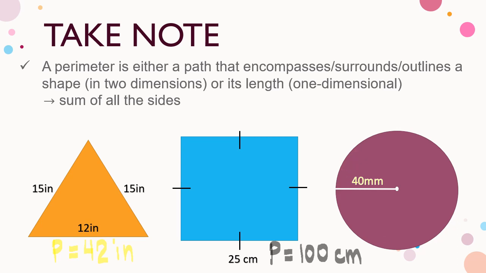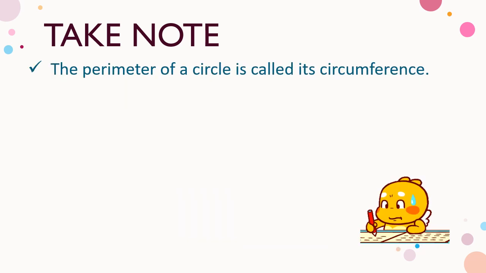So what would be the proper term we are supposed to use referring to a perimeter as well? Okay, so that is what we call circumference, and that is what we're going to talk about in this video. Okay, so take note, the perimeter of a circle is called its circumference.